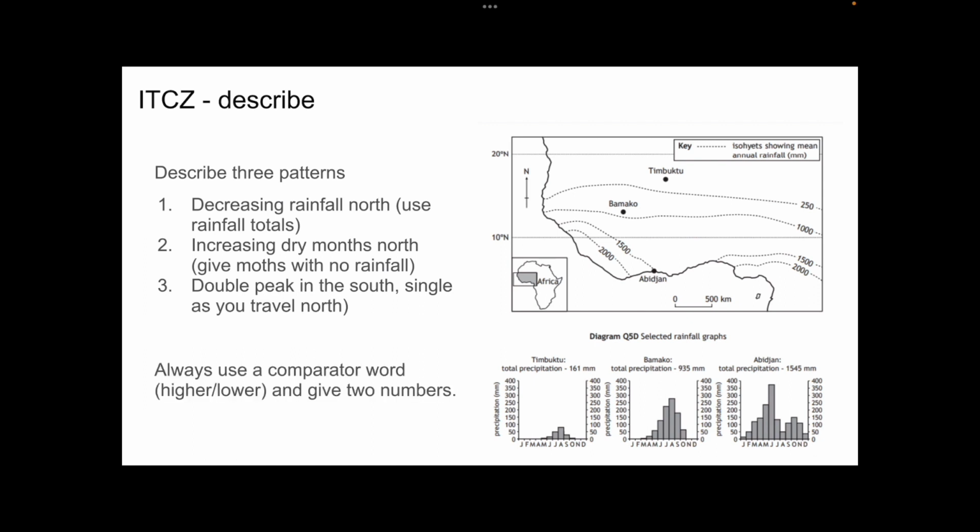Now, the key thing, and hopefully I've said it in my examples, is they like comparator words and the 2 numbers. So a bit like I did, Abidjan has got the highest amount of rainfall, 1,445 millimetres, and then that decreases and you give the 2 numbers there. They always want a comparator and the 2 numbers to get a mark for describe. And like I say, that's the bit that can change because you might get slightly different graphs, but you'll always get the same 3 patterns.